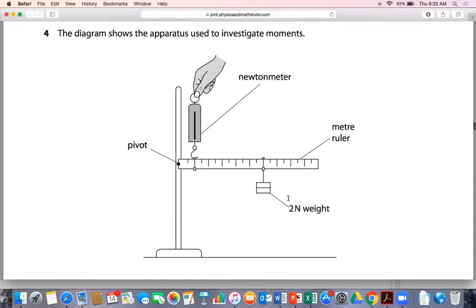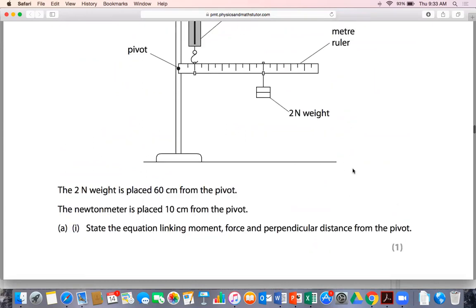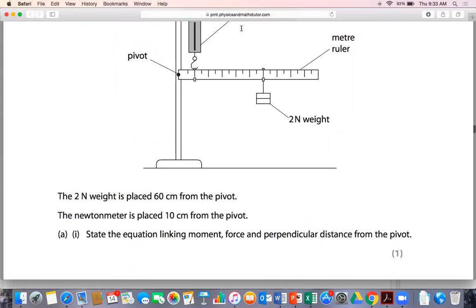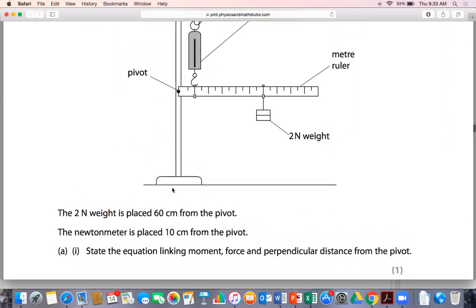Okay, next. The diagram shows apparatus used to investigate moments. I have the pivot, 2 Newton weight, Newton meter, and meter ruler. The 2 Newton weight is placed 60 cm from the pivot. The Newton meter is placed 10 cm from the pivot. Who would like to label on my screen these two readings?